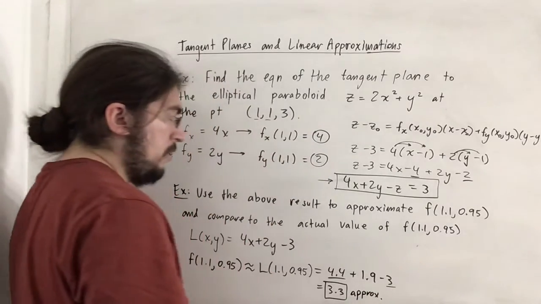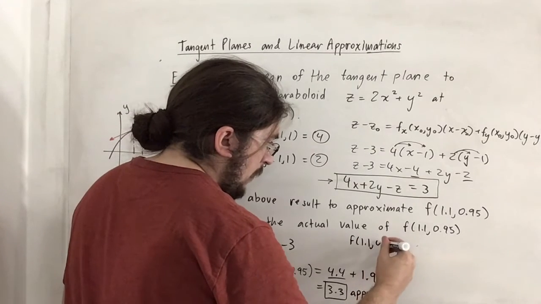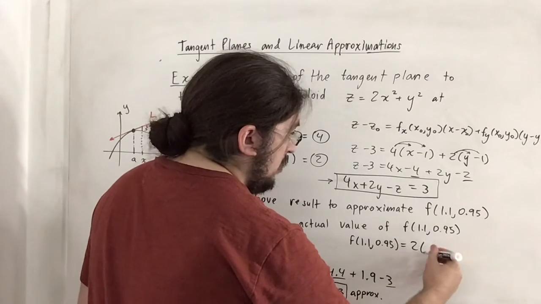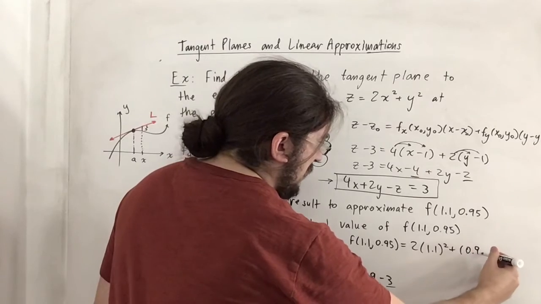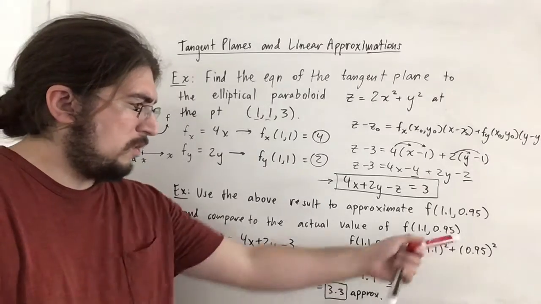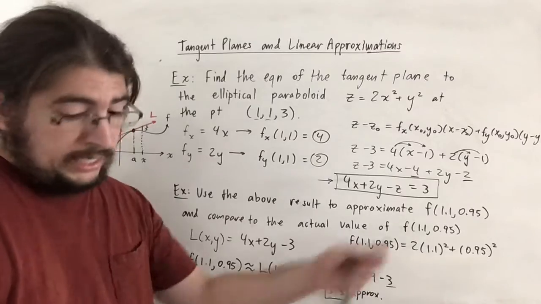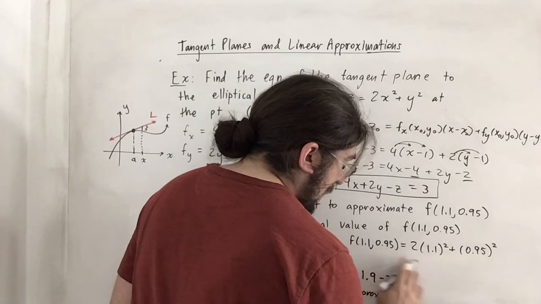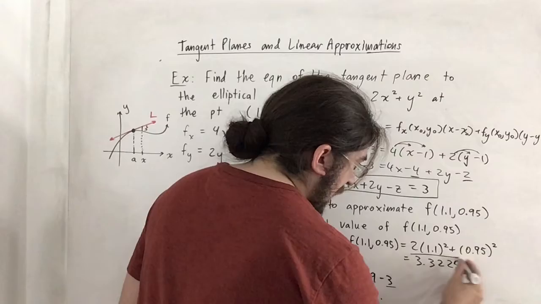Now the actual value, well, we plug into f directly. So f of 1.1, 0.95. I think we may need to use our calculator off to the side. We get 2 times 1.1 squared plus 0.95 squared. I could try to attempt to do this by hand, but 0.95 squared scares me a little bit, so I'm going to use my calculator here and let's see what we get. Okay, so all in all, this ends up being 3.3225. It's exactly that actually. So this is the actual value.